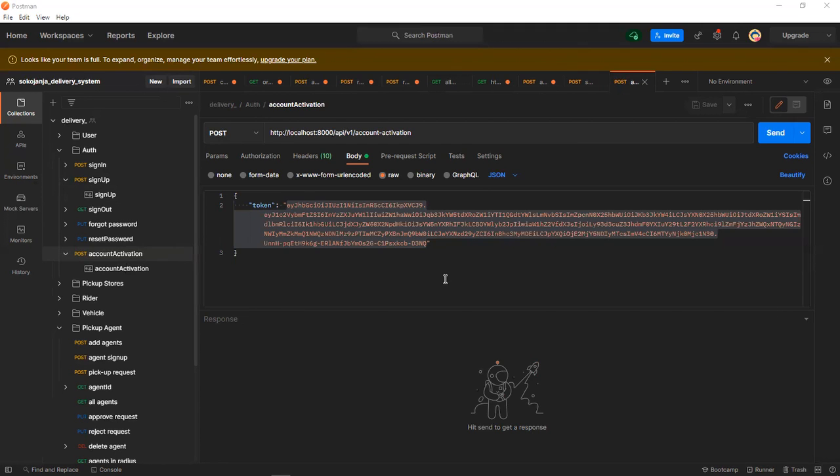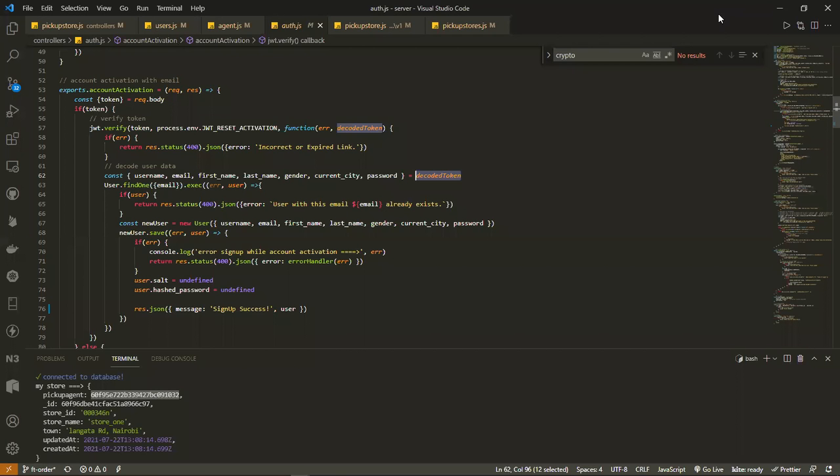ways how cryptography is used in Web 2, and we also have seen how cryptography is also used in Web 3. Yeah, so let's continue.